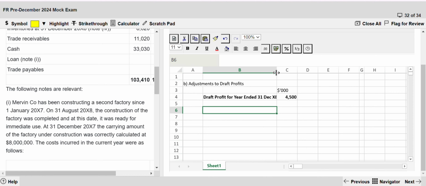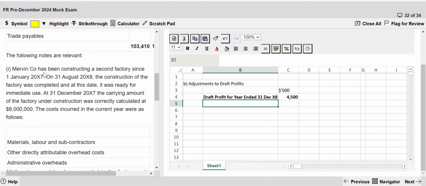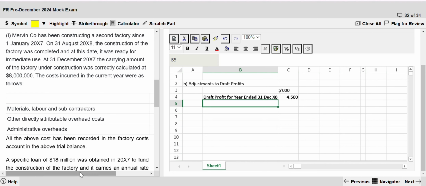Alright, so this is the draft profit. So first adjustment. Mervyn has been constructing a second factory since 1st January 2007. On 31st August 2007, the construction of the factory was completed, and at this date it was ready for immediate use. And the carrying amount of the factory under construction was correctly calculated as $8 million. The cost incurred in the current year were as follows.